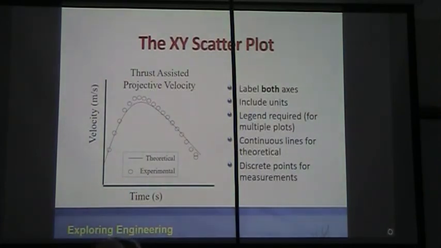All right, so you'll notice they did a scatterplot. In other words, where are the performance parameters? You'll notice that it's velocity on the y-axis and time on the x-axis. They have the curve of the theoretical performance, and then the circles show where their points of actual performance were. So when we make something like that, we want to label both axes. We want to include the units that we're talking about. We are going to put in a legend that says what is what. We use a continuous line for our theoretical, but we use discrete points for the measurements that we made when we were doing our testing.